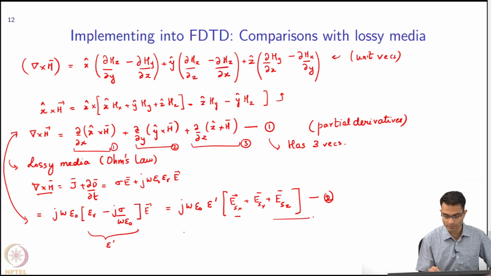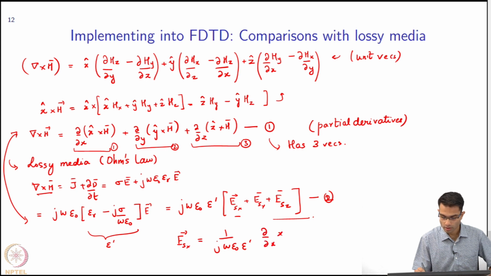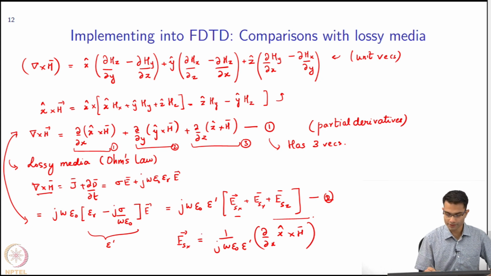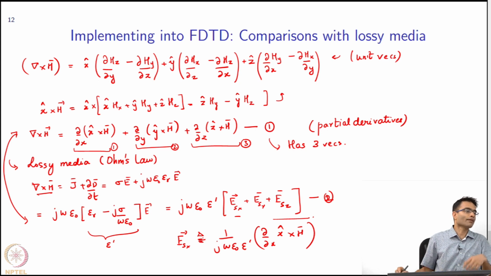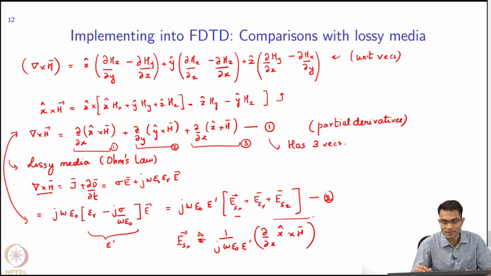So E Sx, for example, what is the definition? This is a new definition I have introduced. This will be equal to 1 by j omega epsilon naught epsilon prime, by definition, okay. This is my definition. Can I do that? So I have decomposed the electric field into 3 vectors, Esx, Esy, Esz. So good point. These vectors Esx, Esy and Esz are not along x hat, y hat, z hat. They are along 3 arbitrary directions.